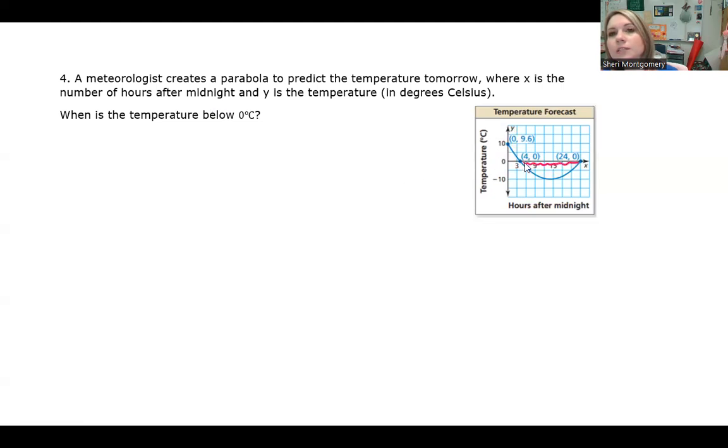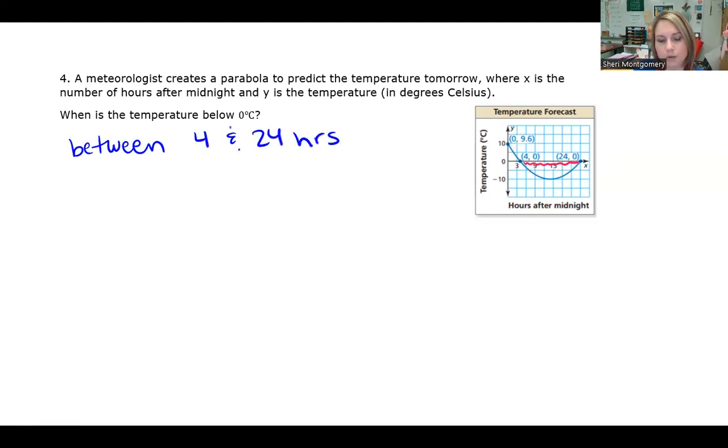So what's the first X value? What's the next X value? 24. So the problem's written in words. We could answer in words. So when is it below 0? Between 4 and 24 hours after midnight.